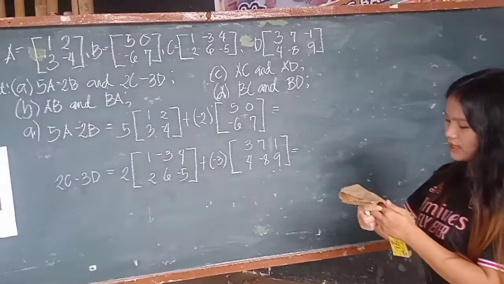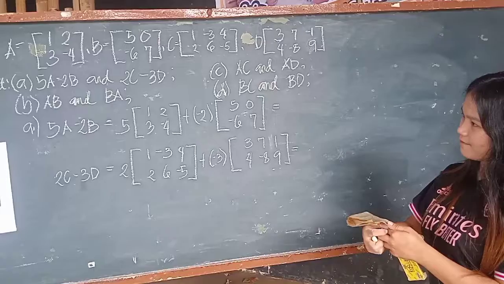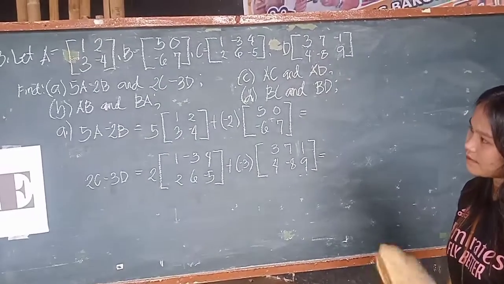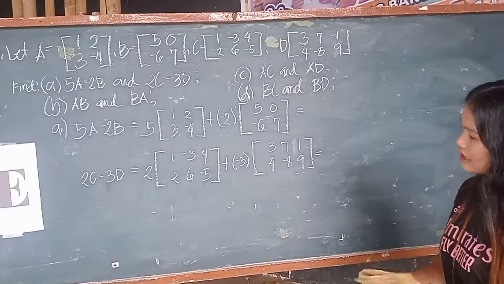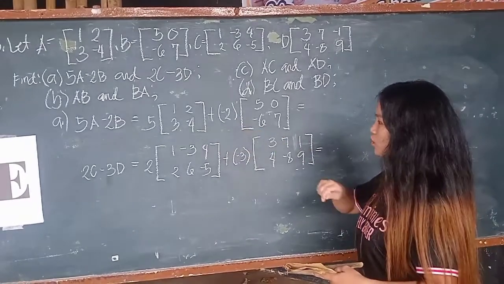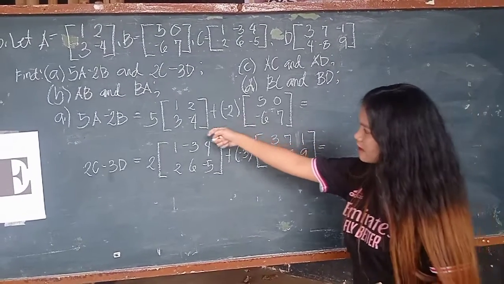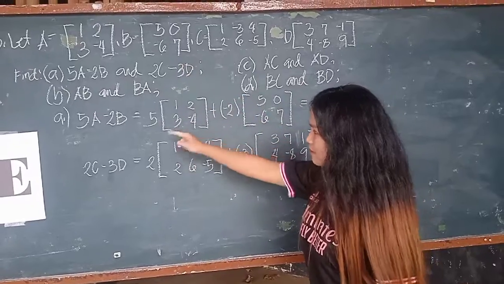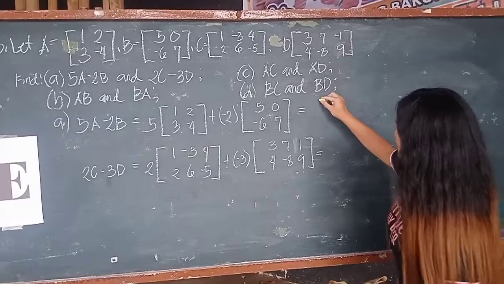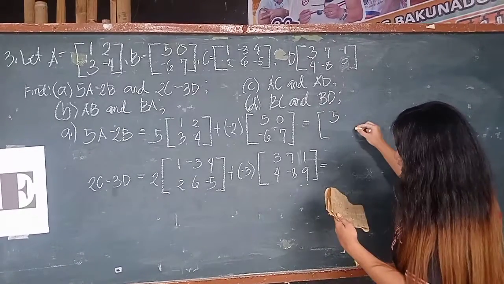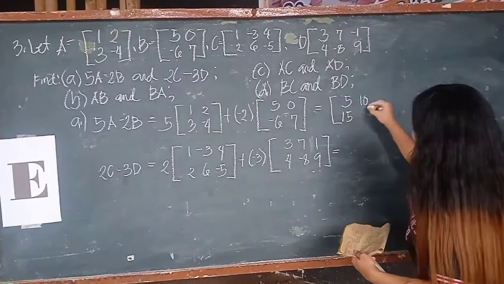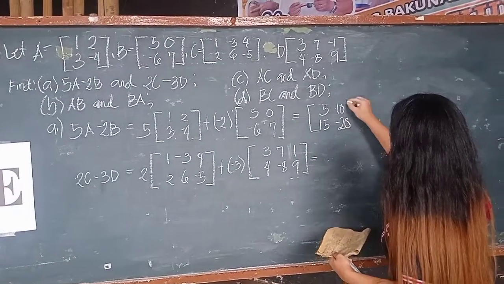So let's proceed to the given itself. Letter A. Find letter A, 5A minus 2B and 2C minus 3D. So let's have the 5A and negative 2B. I just get the value of letter A, then multiply by 5. So 5 times 1 is equal to 5, and 5 times 2 equals to 10, 5 times 3 is equal to 15, and 5 times negative 4 is equal to negative 20.